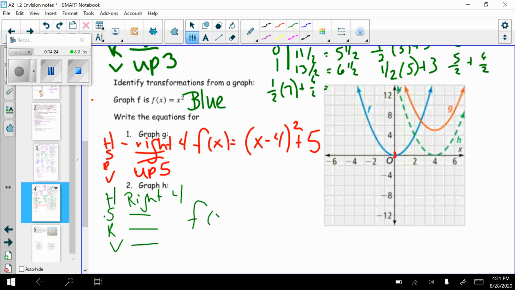So this equation of the graph h would be f of x equals, all that I had was a shift right 4, and again that goes in opposite, x minus 4 quantity squared.